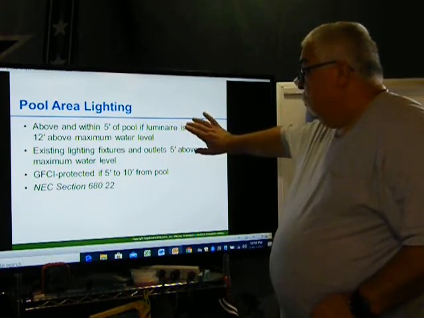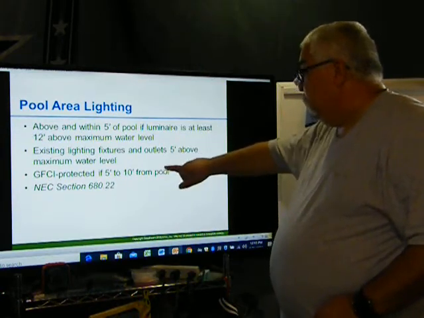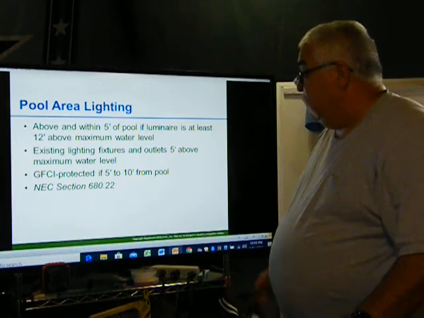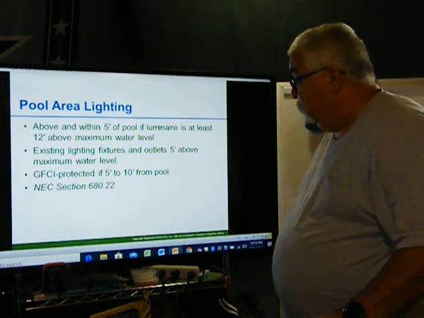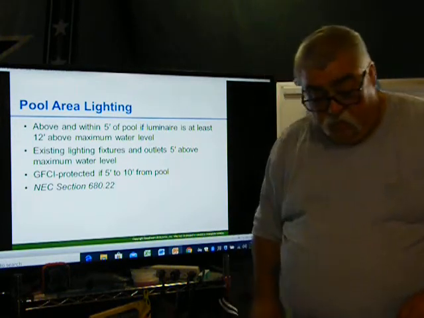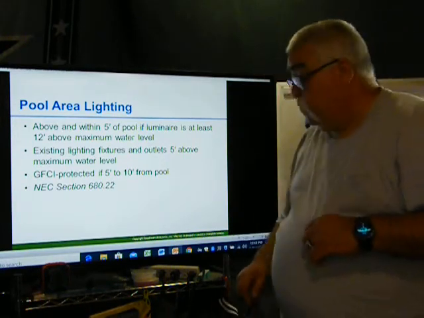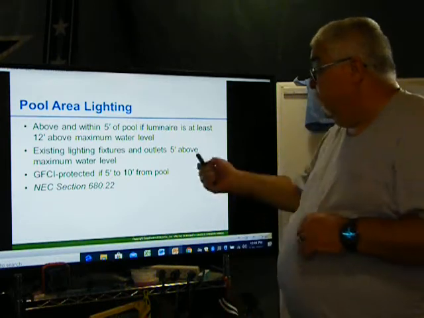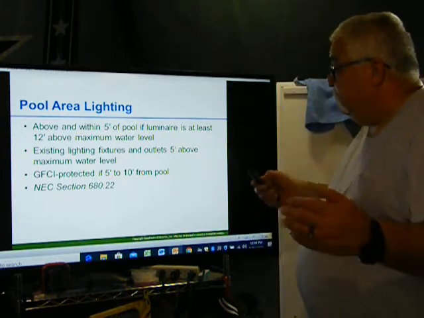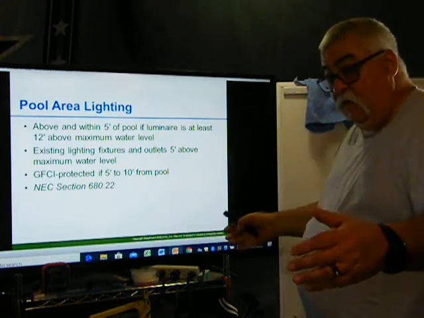So this part here: the existing light fixtures and outlets above the maximum water level of 5 feet, GFI protected at 5 to 10 feet from the pool. Section NEC 680.22. So again, once you go indoors, around the pool, above the pool 5 feet, within 5 feet.